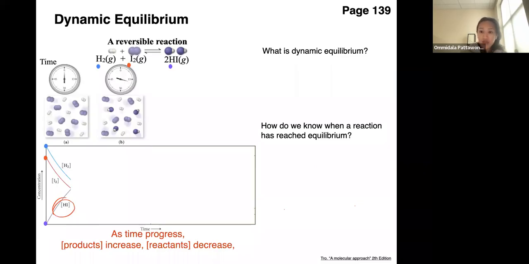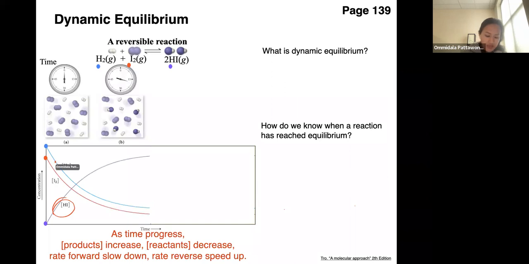This ties back into chapter 12. So why does it slow down? Well, in chapter 12, as the concentration of reactant decreases, it causes the rate to decrease as well because there are fewer molecules to collide. According to the collision theory, the rate is going to go slower. So as you see here, you probably notice that the slope of this is going to get less steep as time goes by.